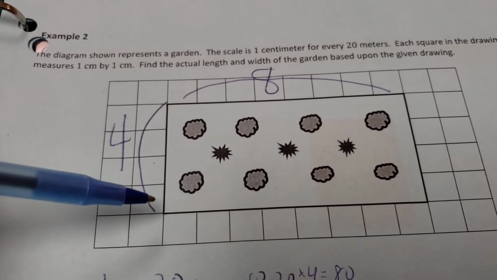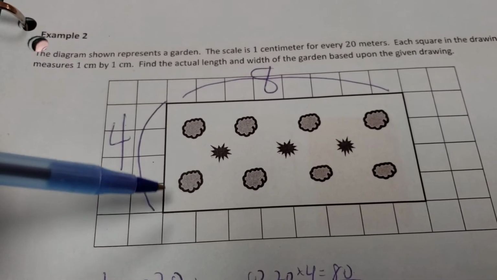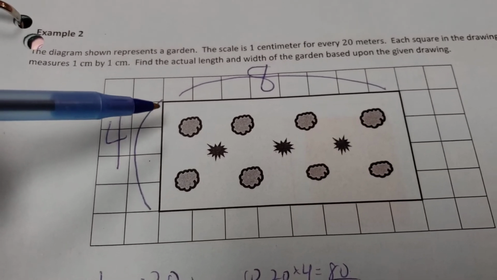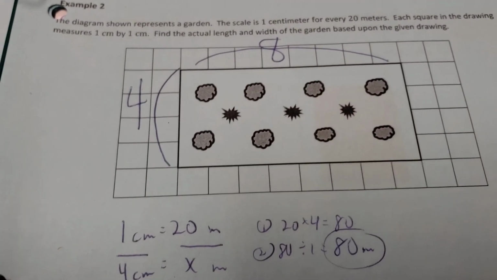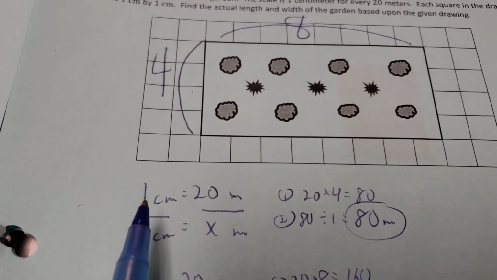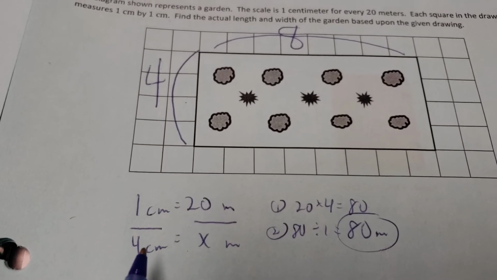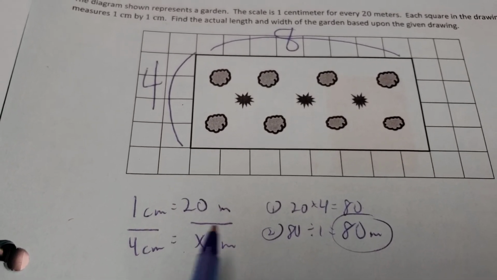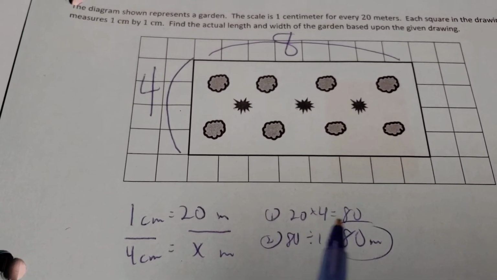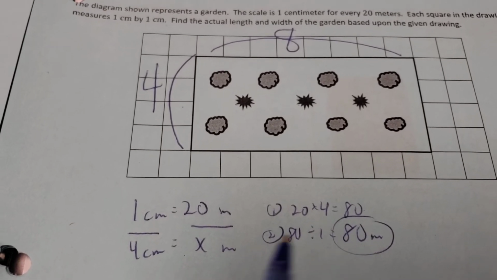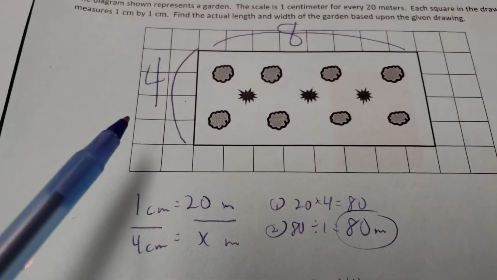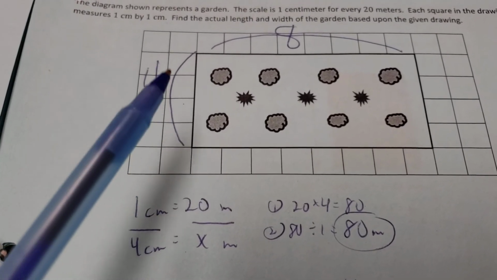So here, as you count the squares, 1, 2, 3, 4 centimeters that way, and it's 8 across the top that way. So if I use that special scale they gave me, 1 centimeter is 20 meters, well then 4 centimeters will equal how many? Well, cross multiply, 20 times 4 gives you 80, and 80 divided by 1, my leftover number, gives me 80 meters. So the 4 centimeters measurement is actually going to be 80 meters.